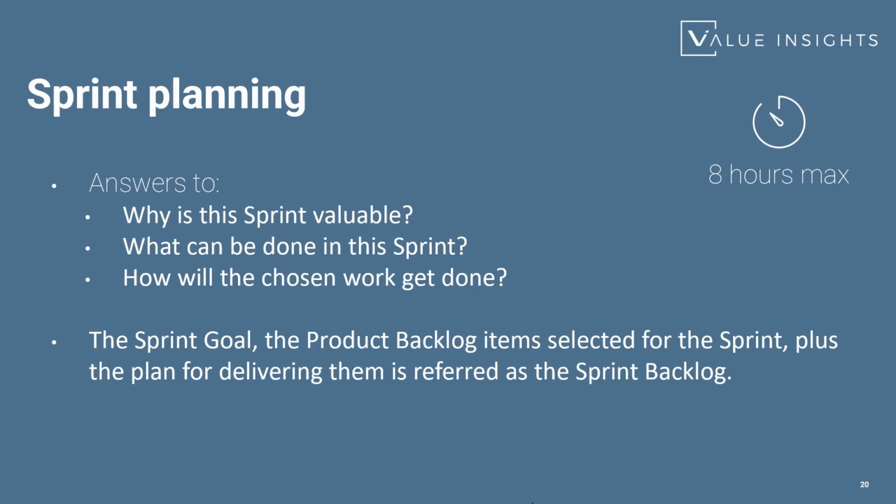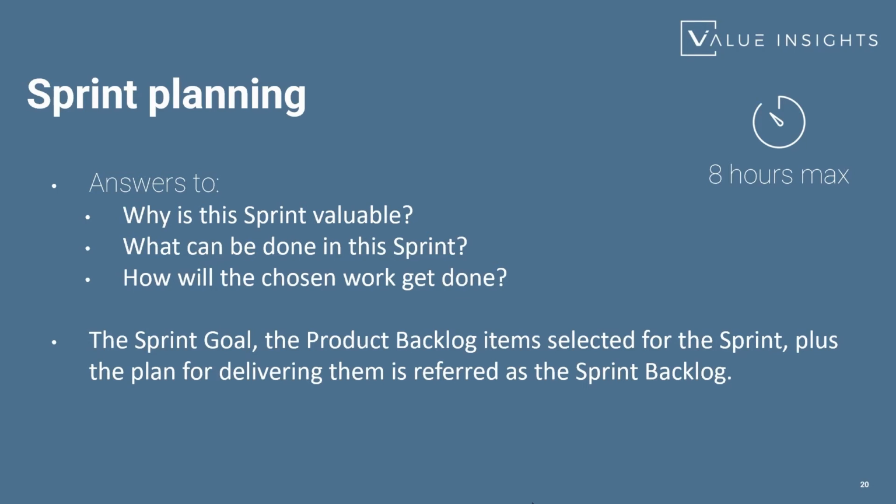The sprint goal, the product backlog items selected for the sprint, and the plan for delivering them is called the sprint backlog. So the sprint backlog actually consists of 3 elements: sprint goal, sprint backlog items, and the plan to deliver them. And all of this is done during the sprint planning.